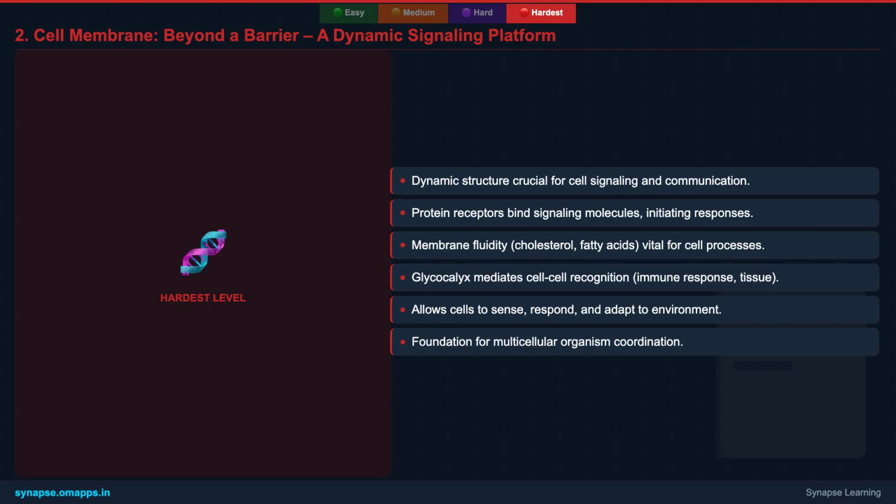Embedded receptors bind specific signaling molecules, triggering cascades of events inside the cell, enabling communication and coordinated responses to the environment. The glycocalyx, a carbohydrate-rich layer on the cell surface, mediates critical cell-cell recognition, essential for immune responses and tissue formation. This intricate membrane organization is a marvel of biological engineering, allowing cells to sense, respond, and adapt with remarkable precision, forming the basis of multicellular life and its complex functions. Understanding these dynamic properties is crucial for fields like pharmacology and immunology.